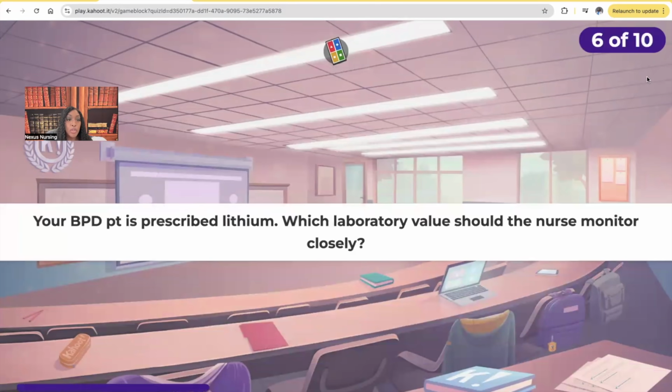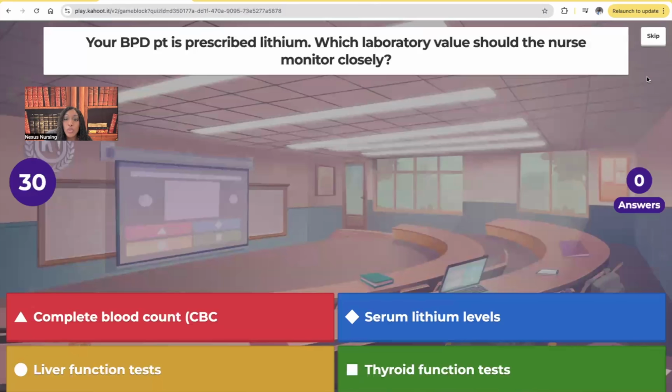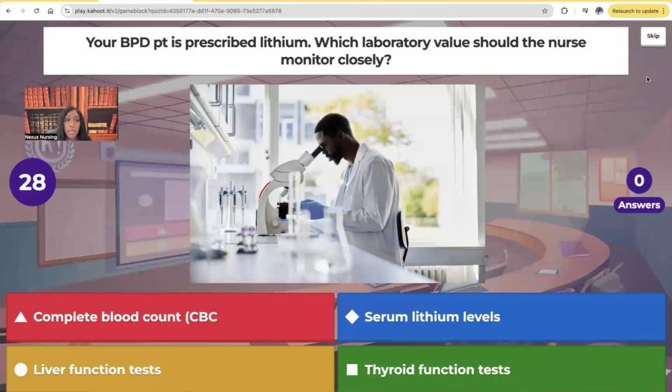All right, your bipolar disorder patient has been prescribed lithium. Which laboratory value should the nurse monitor closely? Here are your options: CBC, serum lithium levels, liver function tests, or thyroid function tests.